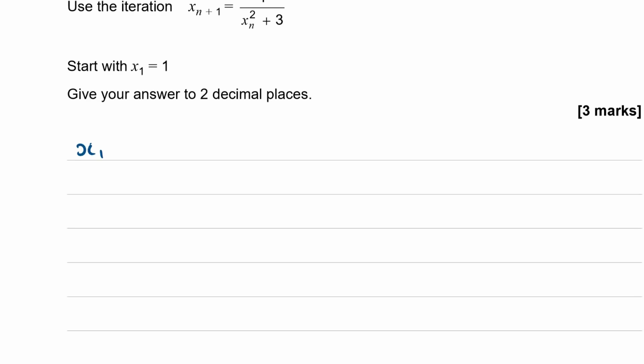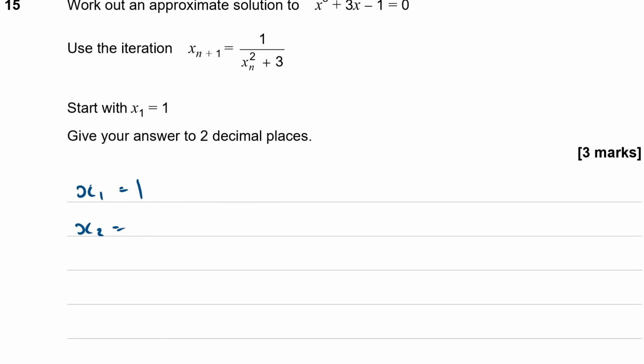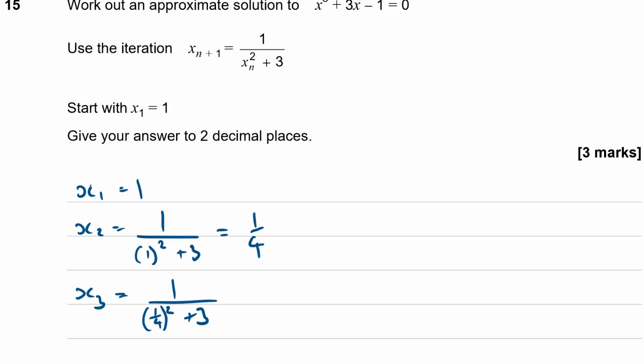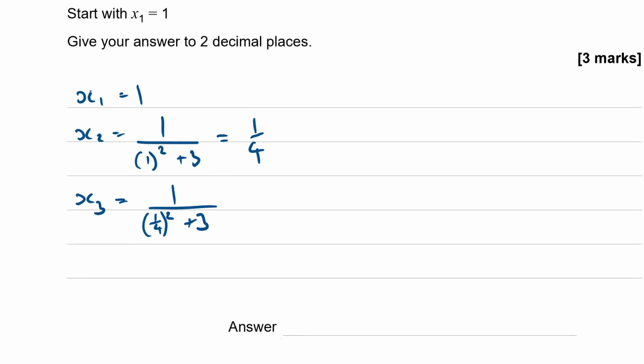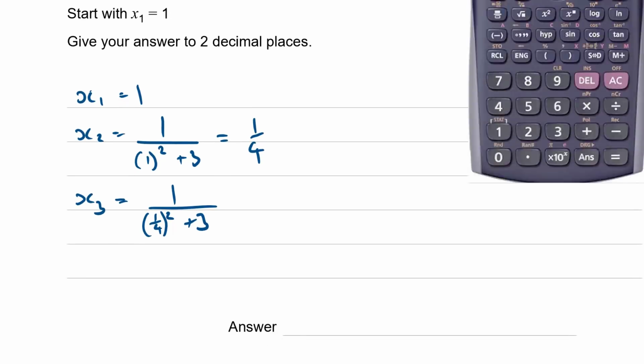So x1 equals 1, so then x2 is going to be 1 over our x1 value squared plus 3. Okay, so 1 over 1 squared. 1 squared is 1 plus 3 is 1/4, isn't it? And then we keep doing that. We're going to feed 1/4 back into here to get x3. So x3 is going to be 1 over 1/4 squared plus 3. Now I could probably do that in my head still, but it's easier to do it with the calculator.